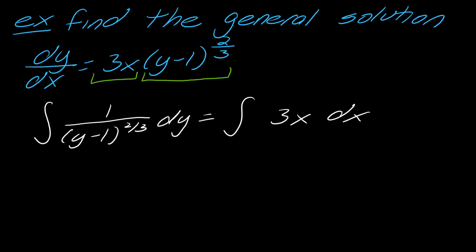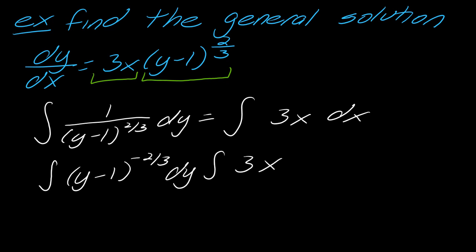So then as far as what do you do next? It's just as simple as integrating each side. It really just comes down to that. So this side, I'm going to think of this as y minus 1 to the negative 2/3, just to help me integrate. But now you just literally integrate each side.